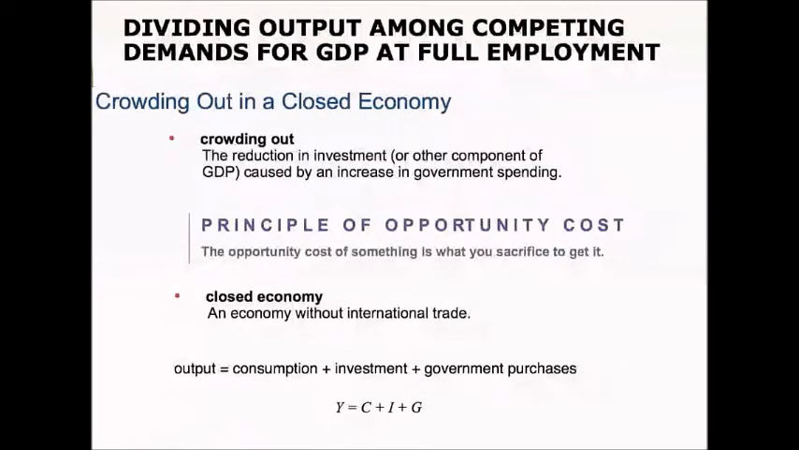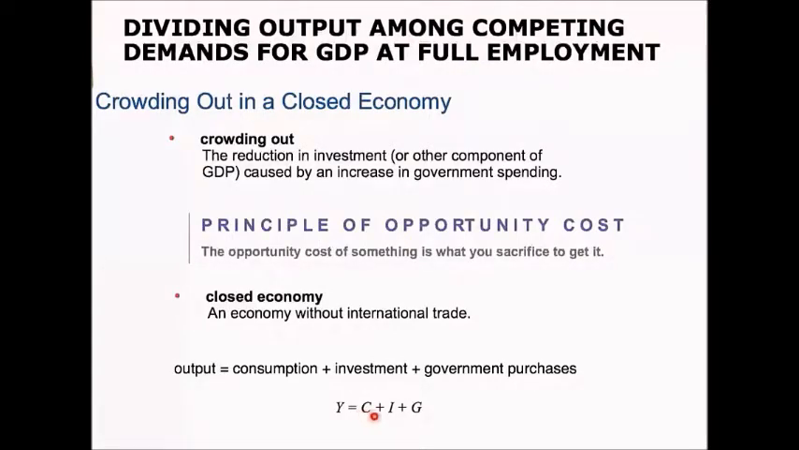Now let's look at a closed economy first, where we have no net exports. So in a closed economy, it's an economy without international trade. We would say that output is C plus I plus G. Now, we just looked at our long-run models, and we know that output is going to be equal to potential output because we're at equilibrium in our labor market.